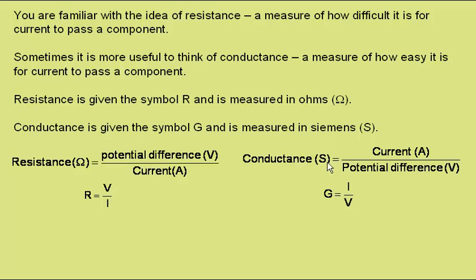So you'll see that conductance is just the inverse of resistance. So we can write that resistance is equal to 1 over G, or equally, conductance is equal to 1 over R.